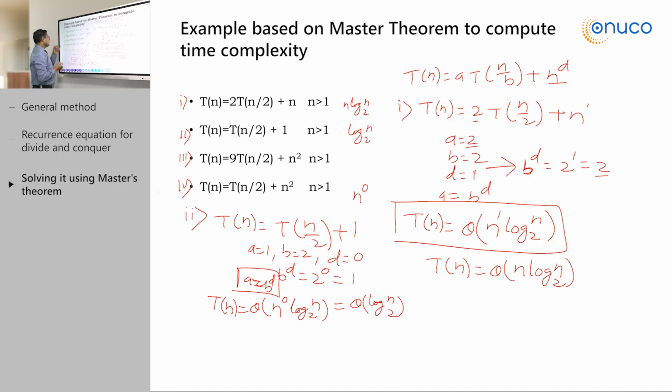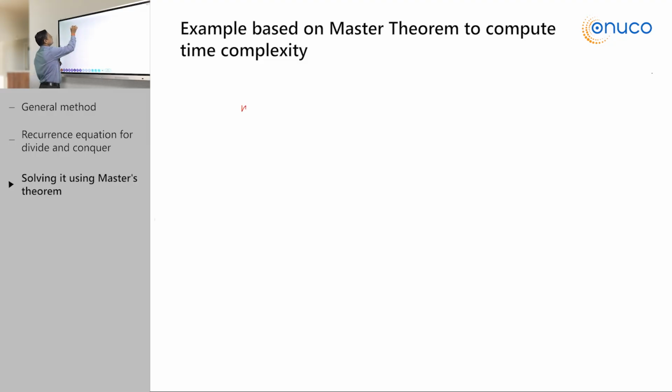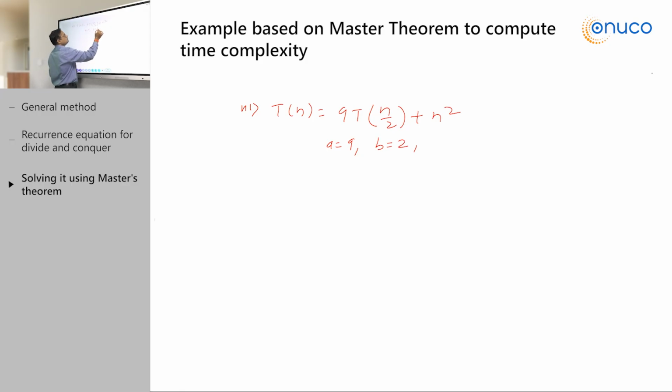Similarly, when you are dealing with the third case, what is it? T of n is 9T of n by 2 plus n square. Now you can find out A. What is A? As all of you are aware, A is 9. B, everyone is ready with the answer. B is 2. The power term, D, is 2.